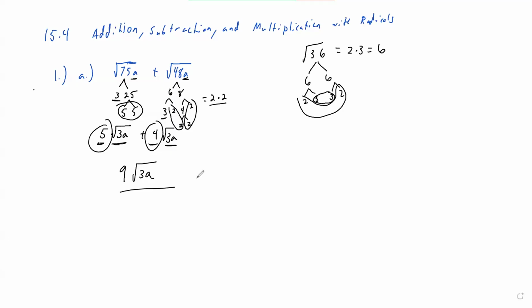All right, but that's all you would have to do. So it's like you're simplifying two radical questions in one and then just combining like terms. Let's try another one. Square root of 45 plus square root of 20 plus square root of 27.